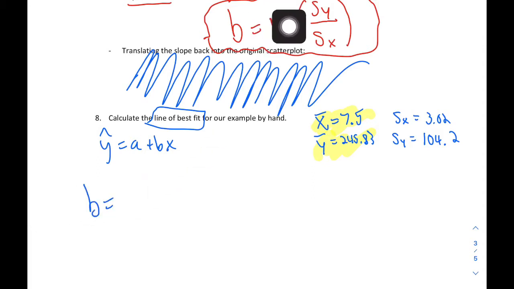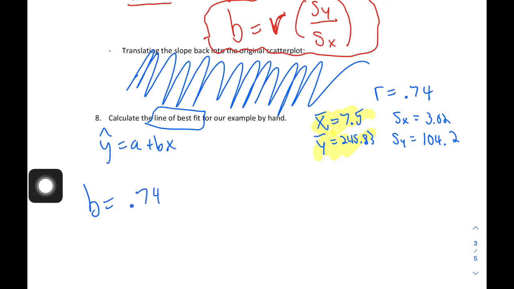As you can see here, we do need the correlation coefficient, and we did find that out earlier. I forgot to write it down over here. I'll say R equals 0.74. And this piece of information would also have to be given to you in combination with these other four in order to be able to do these problems. So I can find the slope by plugging in the 0.74 multiplied by the standard deviation of y over the standard deviation of x.